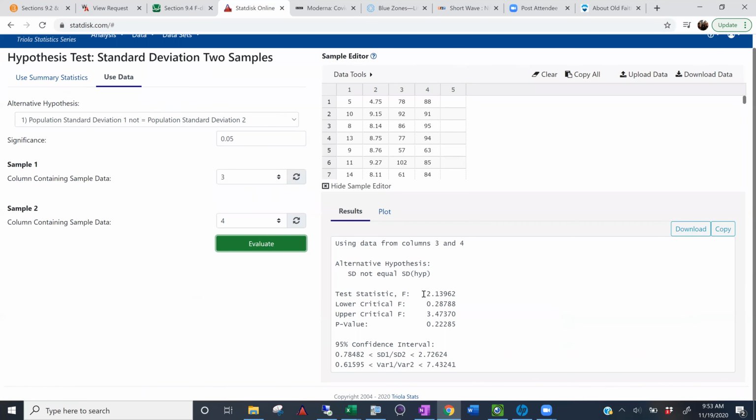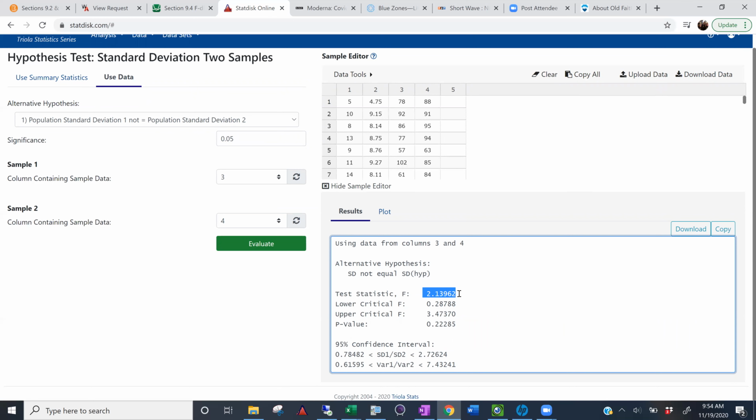So if you need your test statistic, that's just the ratio of the variances, that's here. What value am I looking for from here? What am I trying to find? P-value? Awesome. The p-value for us is 0.22285. Yay.